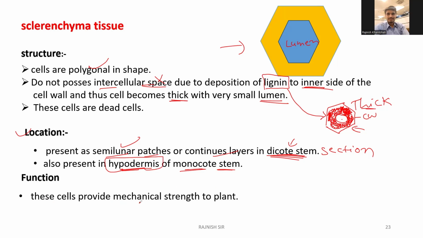And their function is to provide mechanical strength. Because of this only, wood is wood, or the stem is so strong. That strength is coming from the sclerenchyma tissue.